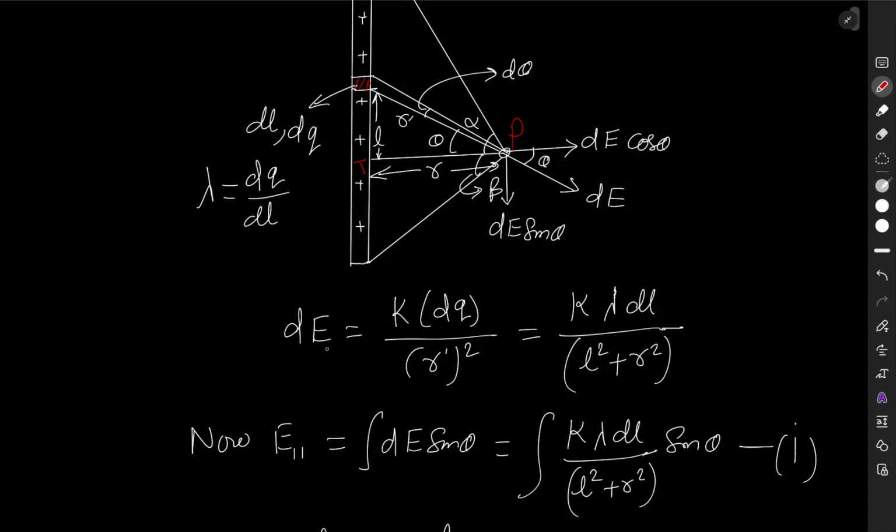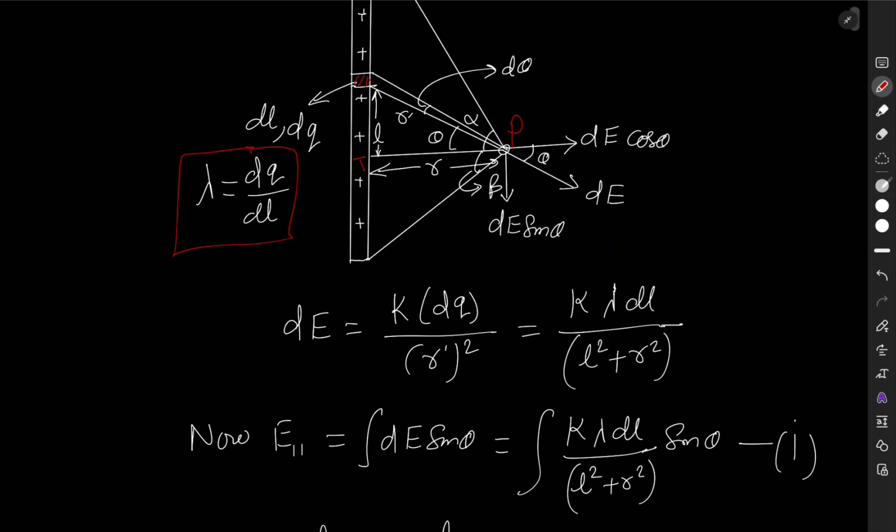So dE will be kq upon r square. So we can say k, charge is dq, and the distance of this element from point P is r dash. From this right angle triangle we can say that r dash square will be l square plus r square. We can replace dq by lambda into dl. So we can say dE is k lambda dl upon l square plus r square.